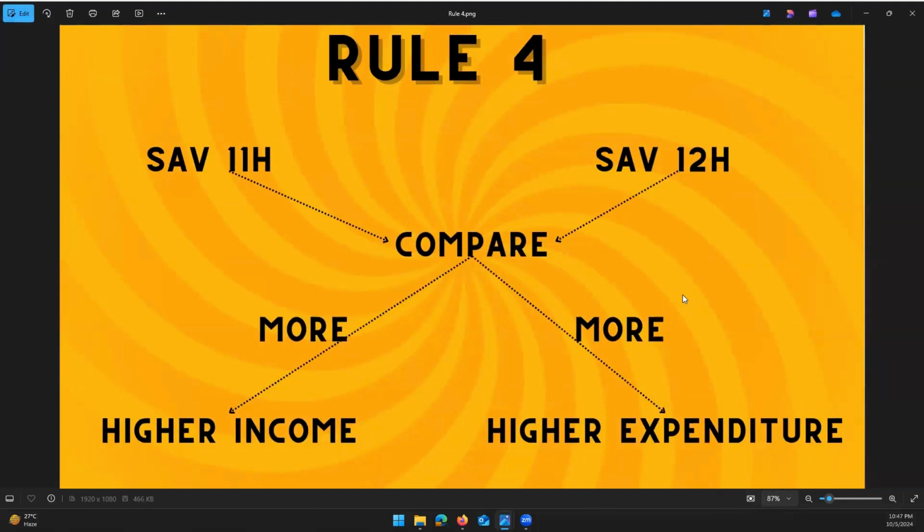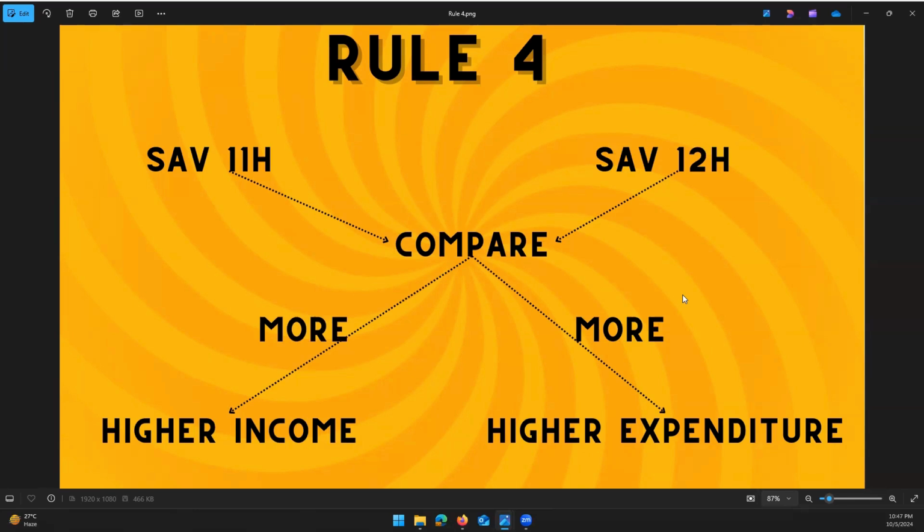Now, this is about income and expenditure. You take the Sarvashtakavarga points of the 11th house, and you also take the Sarvashtakavarga points of the 12th house. The 11th house is the house of income, and the 12th house is the house of expenditure. If the 11th house has more points than the 12th house, that means higher income and more savings for this person. But if the 12th house has more points than the 11th house, then the person has higher expenditure and will not be able to save much. Again, very simple, very straightforward rule.